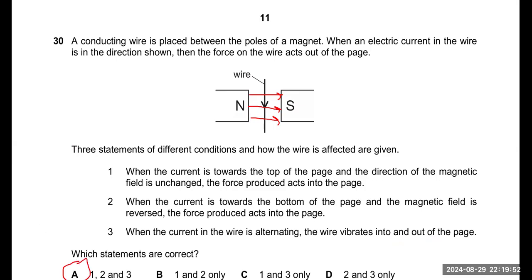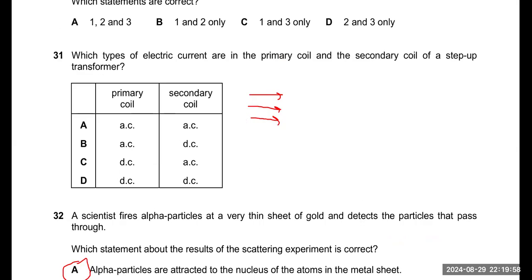I have given you the whole idea of this question. Now move towards the third one. Which type of electric current is in the primary and the secondary coil of the step-up transformer? Remember that a transformer is always used with alternating current. The second definition of a transformer is that we can increase or decrease the value of alternating current.